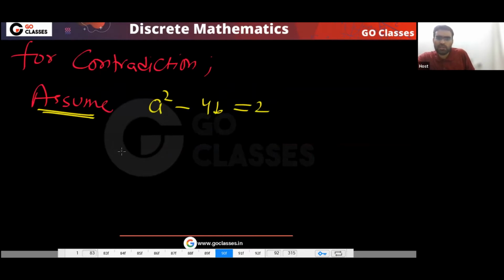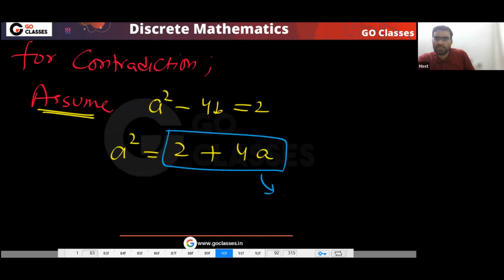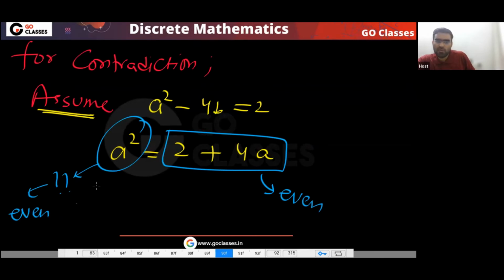Now tell me what it means. Here a square is equal to 2 plus 4b. This is an even number, right? So a square is even. Now what should a be? So a is even. A must be even. Definitely a must be even.